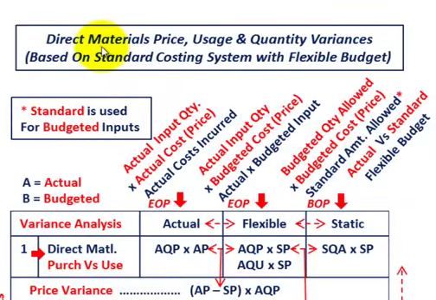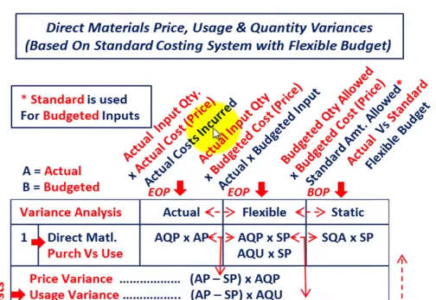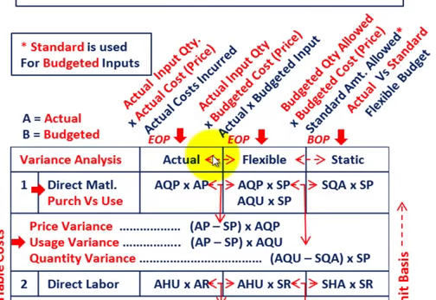What we're going to be going over here is direct materials price, usage, and quantity variances. It's going to be based on a standard costing system using a flexible budget. So what I've done here is laid it out in table form.